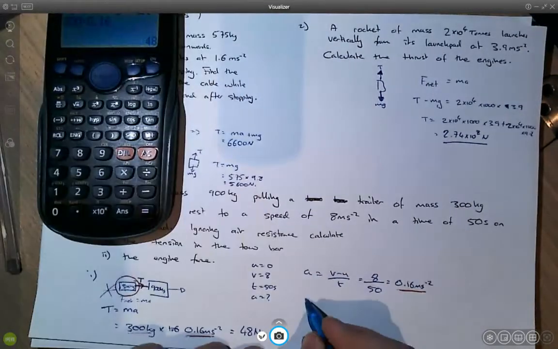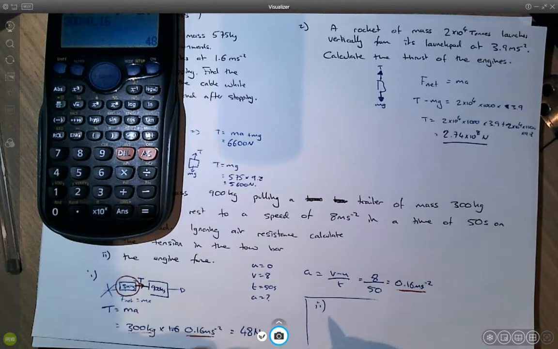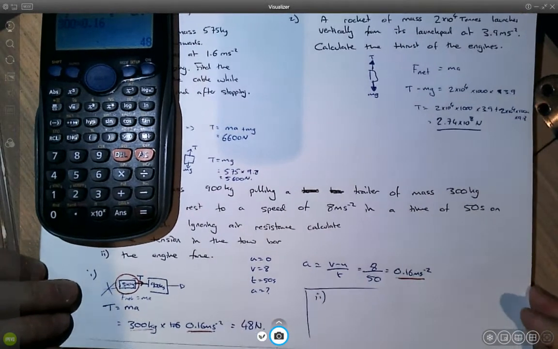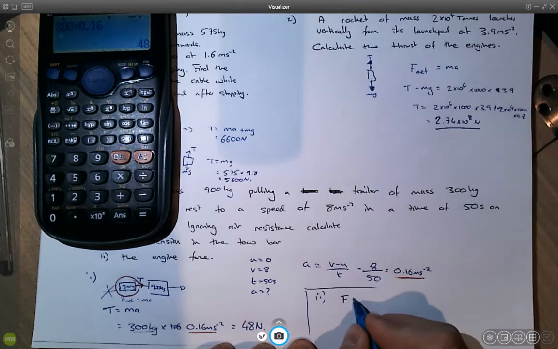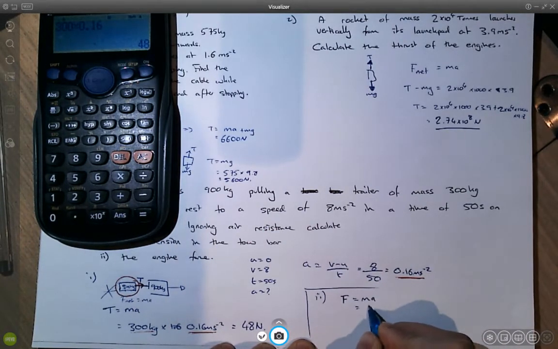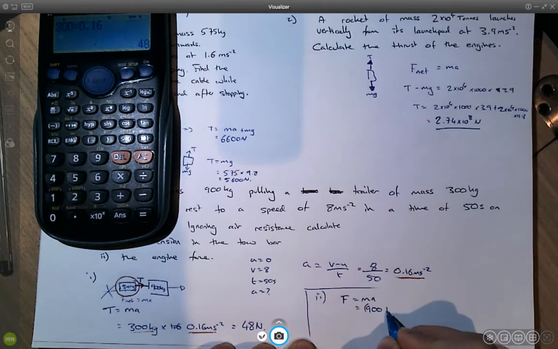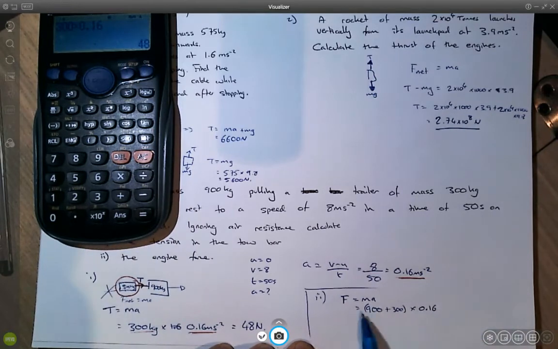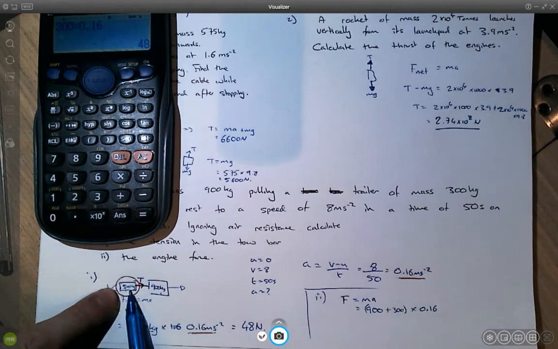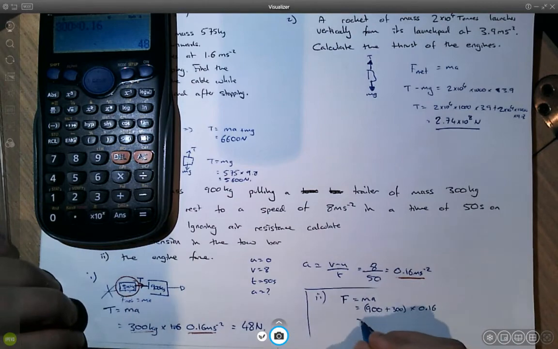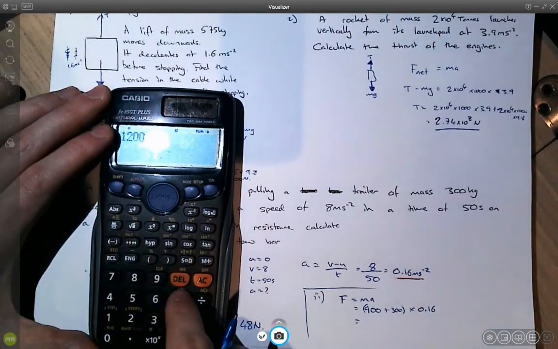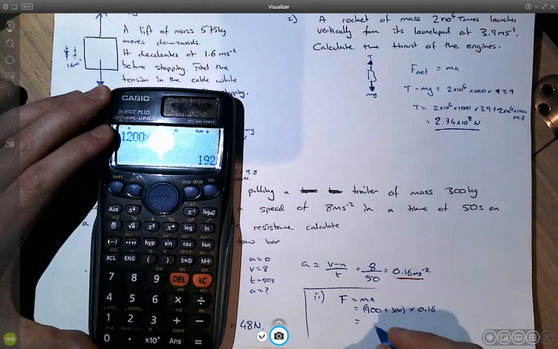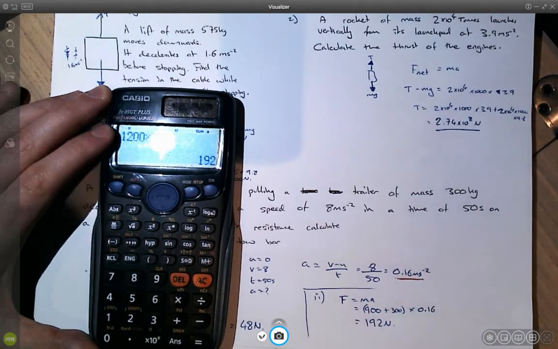And then part two, the engine force. So now we need to use the force of the engine is mass times acceleration. Now we need to use the full mass because the engine is having to accelerate everything. It's accelerating both the car and the trailer. So it's going to be the full 1,200 kilograms. Let's type that in and get our answer: 192 newtons.